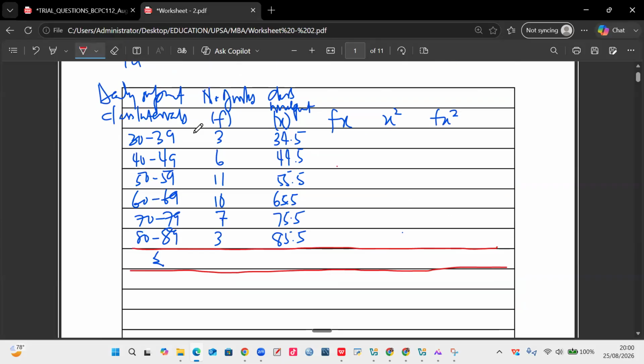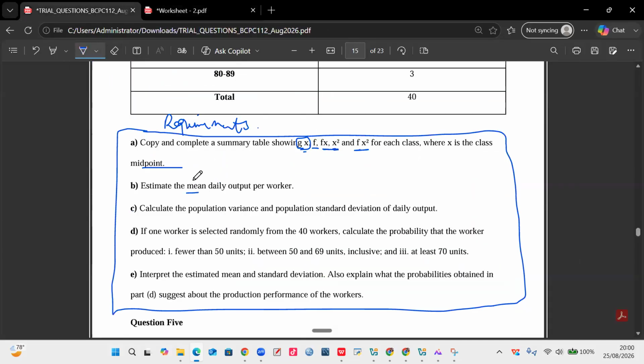We can use the calculator to get the summation, the totals. And we can use the calculator to also arrive at the mean. We can use the calculator to get the standard deviation. We can use the calculator to get some other items.